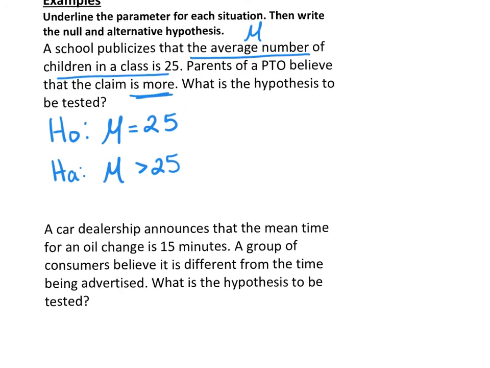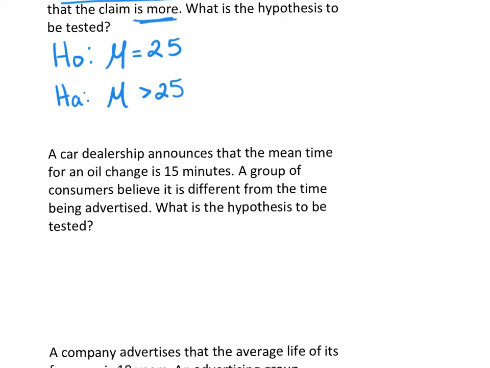Now, let's look at the next example. It says a car dealership announces that the mean time for an oil change is 15 minutes. A group of consumers believe it is different from the time being advertised. What is the hypothesis to be tested? Again, my first step is to identify the population mean. And the claim that the car dealership is making is that mean time for an oil change. Here's the mu. So when I write this, I'm going to write H naught, the null, as mu is equal to, and it tells me that the mean is equal to 15 minutes.